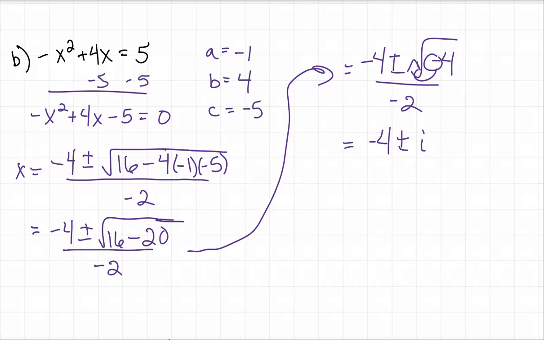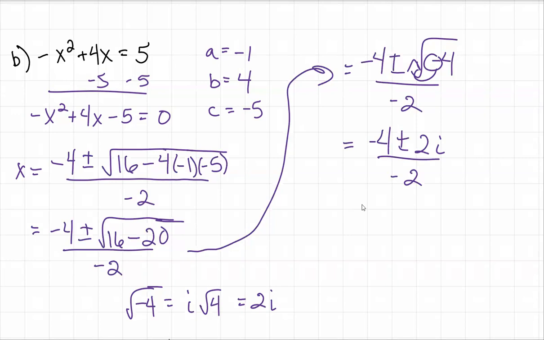So let me do it on the side. That way we see the full process. The square root of negative 4 is equal to i times the square root of 4, but then the square root of 4 is just 2, so 2i. So we get negative 4 plus or minus 2i over negative 2. And now the last thing we've got to do is divide that negative 2 through.